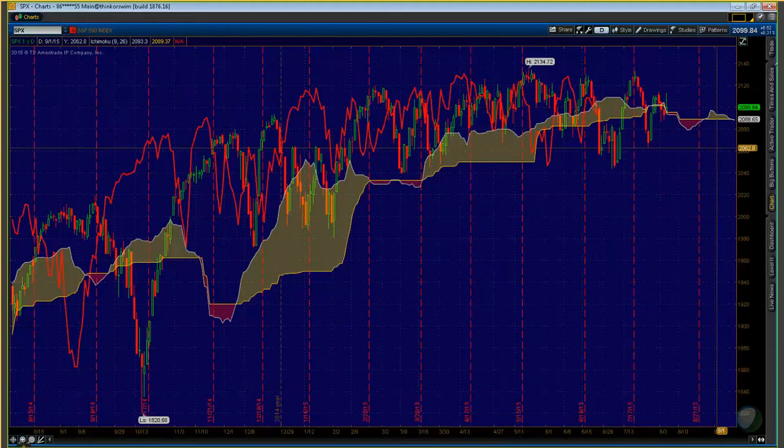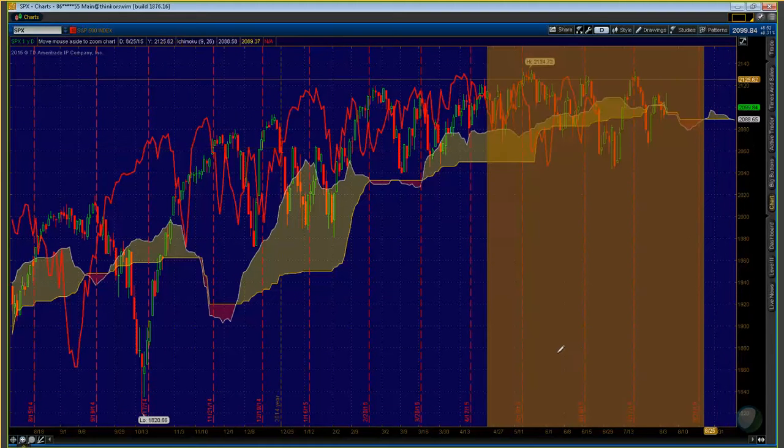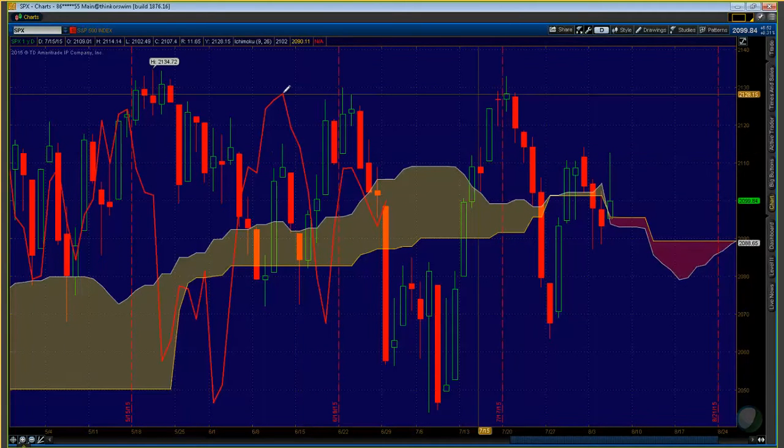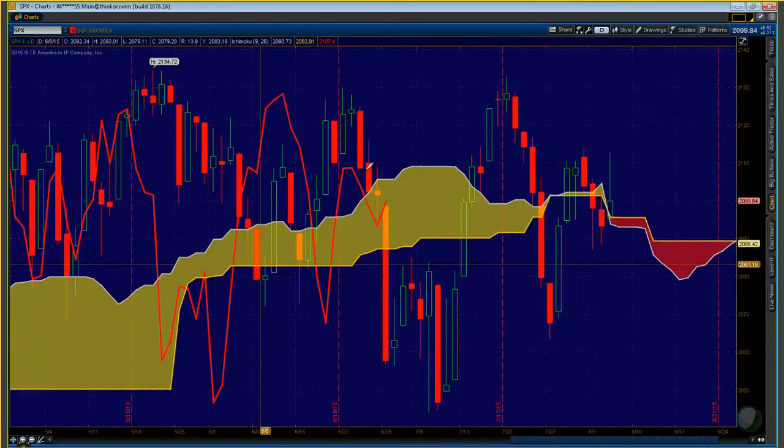Now, when the Chinku span is above price action, it's an indication that we're bullish. Now remember, this is 26 periods in the arrears, so it's these candles here that are above price action. When it is inside of the price action like it is now, we're neutral. We're not sure which way the trend's going to go.